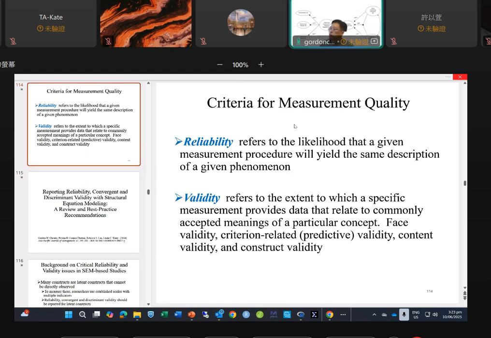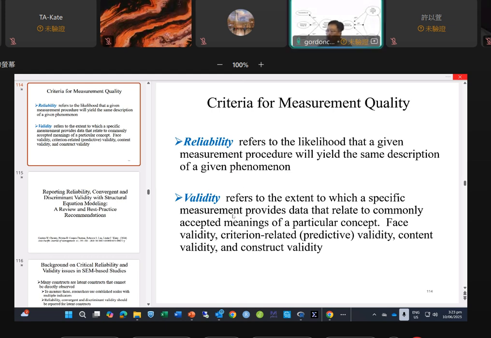When we measure the quality of scales, there are two ways that we measure. One is about reliability. You should be very familiar with reliability already because all the scales that we report the Cronbach's alpha. Cronbach's alpha is a measure of reliability. If you miss this out, your paper will get rejected. Okay, reviewers will ask you for the reliability.